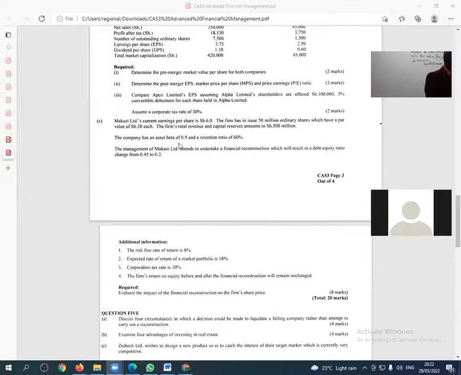The management of Makazi Limited intends to undertake a financial reconstruction, which will result in a debt to equity ratio changing from 0.45 to 0.2. Additional information: the risk-free rate is 8%, expected return on market portfolio is 18%, corporation tax rate is 30%. The firm's return on equity before and after the financial reconstruction will remain unchanged. So they want us to evaluate the impact of the financial reconstruction on the firm's share price.